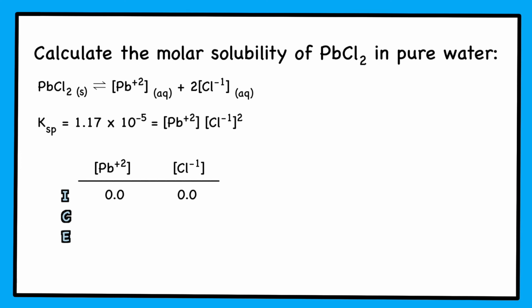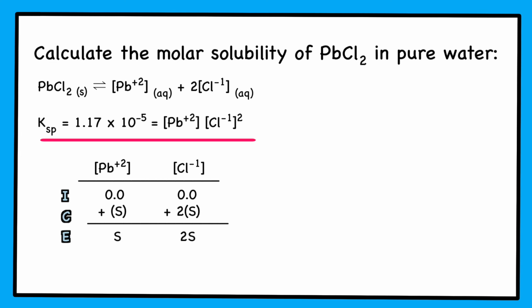Next, we can use the coefficients in our equilibrium equation to determine our S's. So we would put plus S for the change in our lead 2 ion, because there's no coefficient in front of it, and 2S for our change in the chlorine anion, because there is a 2 as a coefficient in our equilibrium equation. This gives us our equilibrium S and 2S. Now remember, Ksp is the concentration of lead 2 times the concentration of chlorine squared. So now we plug our S's into the concentration brackets, and we get Ksp equals S times 2S squared.